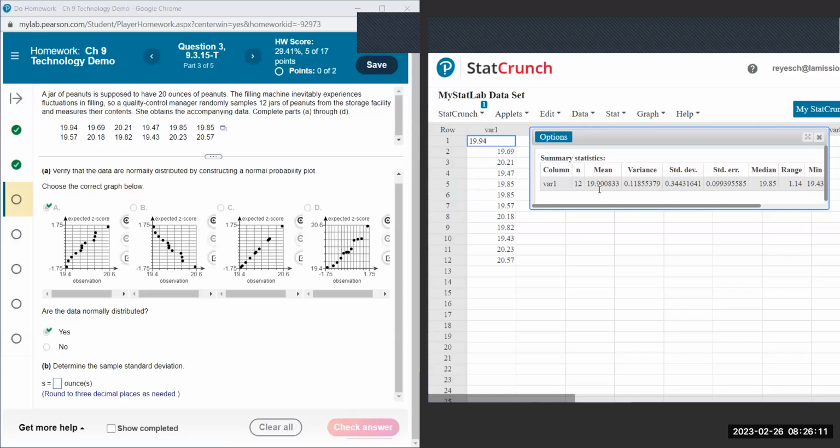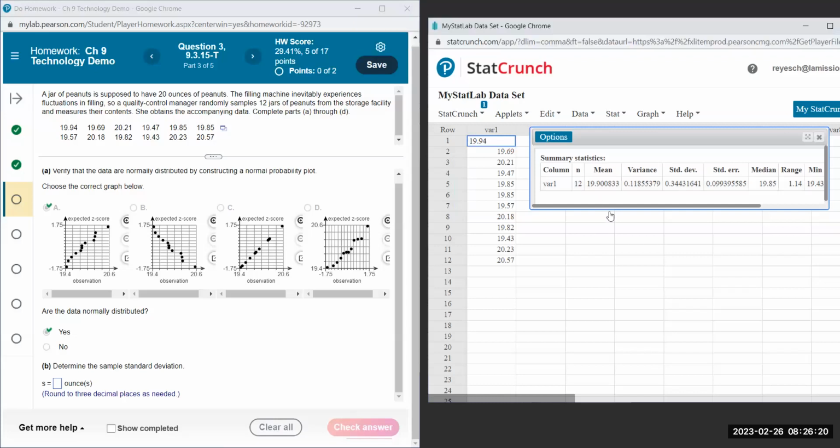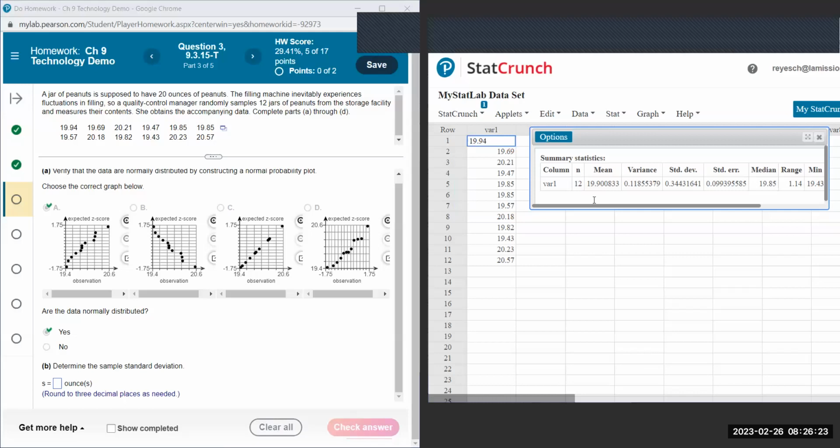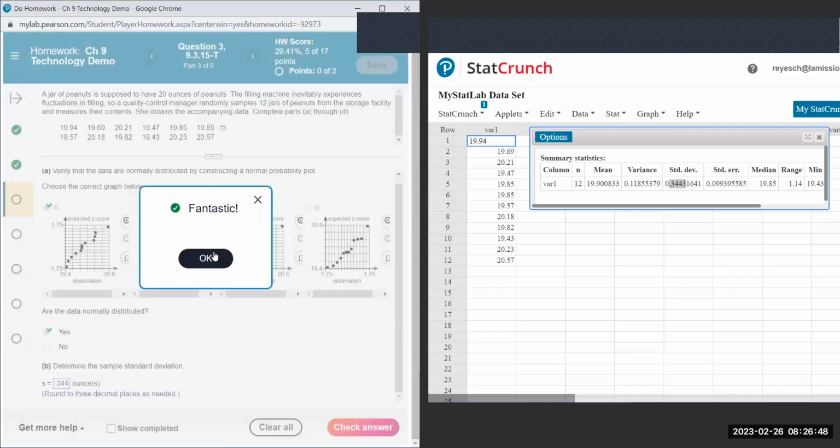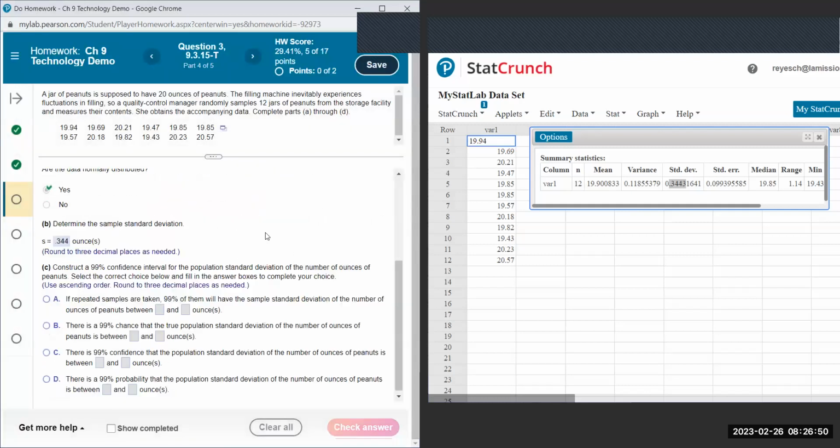So it's about 19.9 ounces is the average. It's a little bit lower than what the company is claiming, which is 20. So they are a little bit below. So they might want to recalibrate their machinery to guarantee the 20. But they're asking here for this group, how much did it typically deviate from that 19.9? And the standard deviation from these 12 jars is about 0.3 of an ounce. They want it to 3 decimal places. So it contained about 19.9 ounces, give or take about 0.34 ounces. So if you do the window, the 20 will be in there for the mean weights.